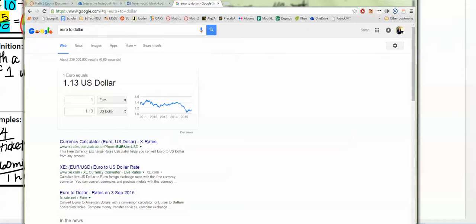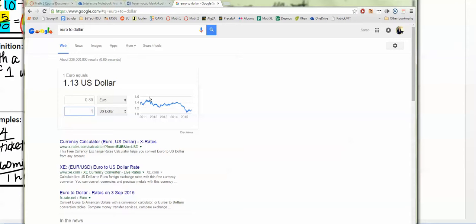Okay, and a little bit more information is going to come up in this case. They'll tell you 1 euro equals 1.13 US dollars. Or if you want, you can change the US dollar to 1, and then they'll tell you that $1 equals 0.89 euros. Now, this is something that's not consistent because of financial markets and things like that. This can change even day to day.